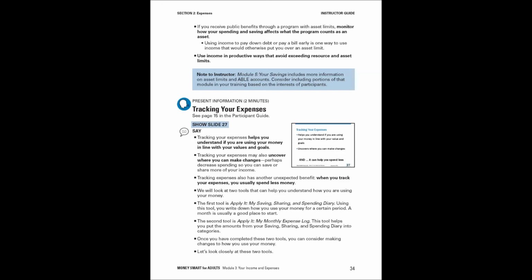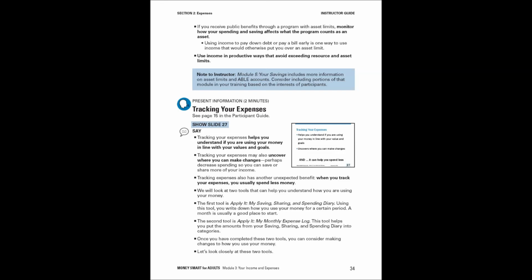The next topic is tracking your expenses. And so you're going to say that tracking expenses helps them to understand if they're using their money in line with values and goals. Also, tracking expenses may help uncover where participants can make changes, perhaps decrease spending so they can save or share more of their income.